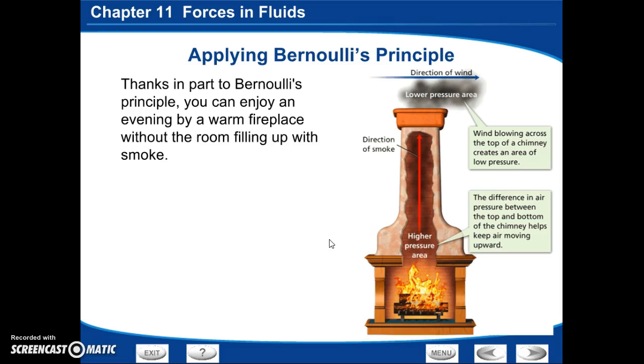And that's how your fireplace works. If you have a wood-burning fireplace, wind is up here, you're creating an area of low pressure, so the fire is here, and that higher pressure pushes the smoke out. If you don't have wind up on top, a lot of times what happens is that you'll get the smoke coming into the house.